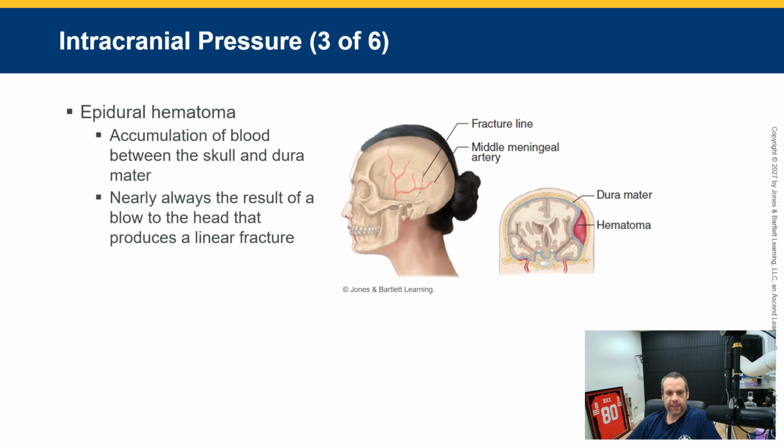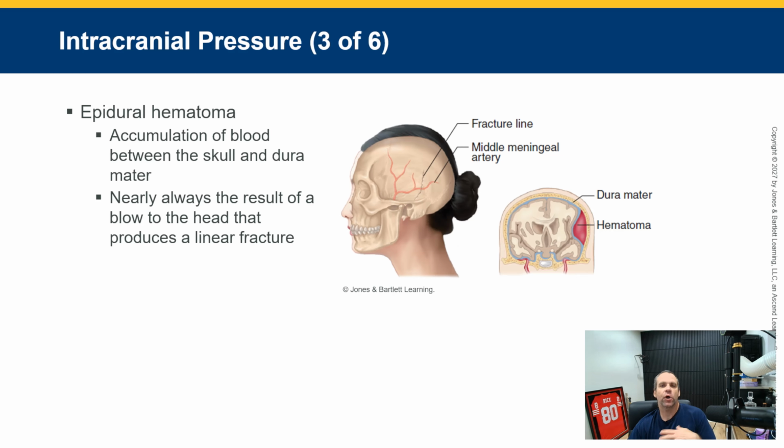So let's talk about the different types of hematomas. And again, this all plays a role in intracranial pressure, because you have an increase of bleeding occurring inside of the brain. So let's start with an epidural hematoma.